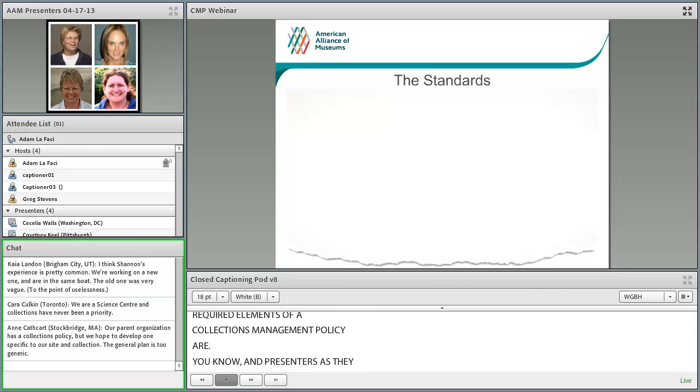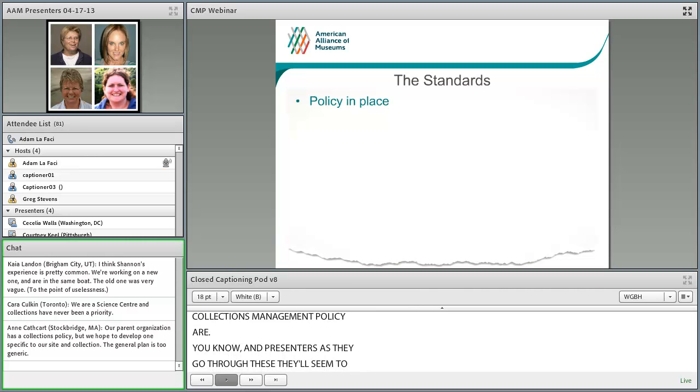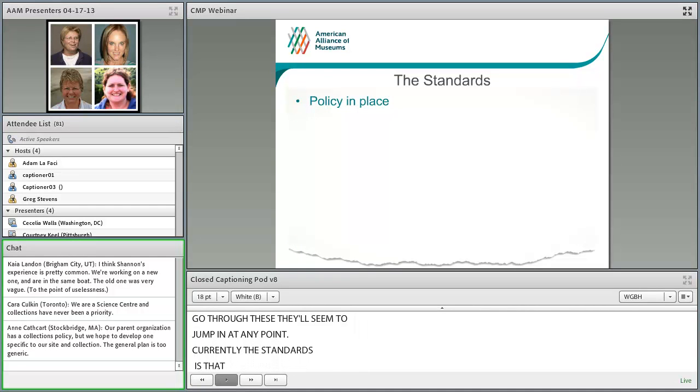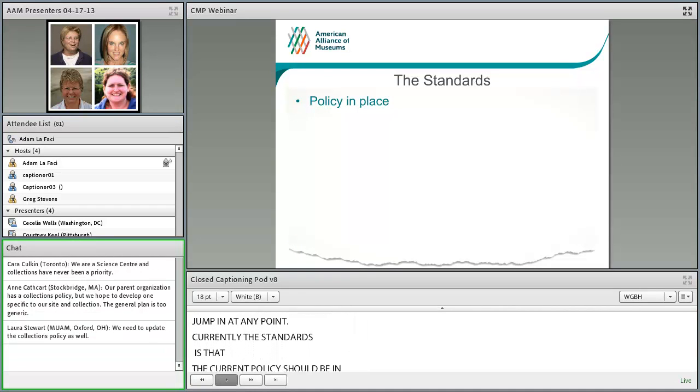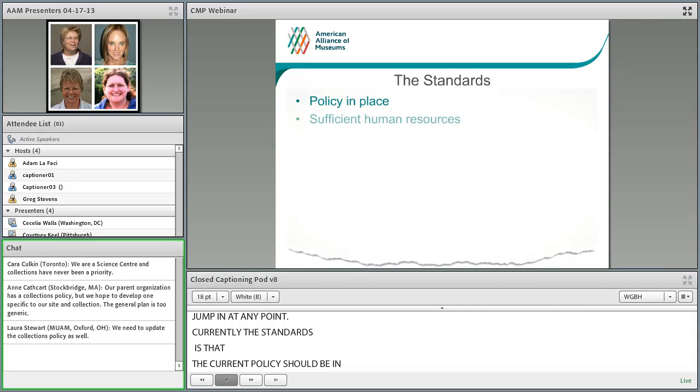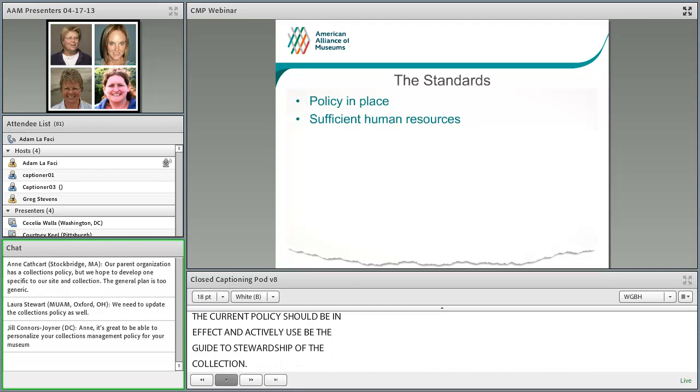Currently, the standards state that a current approved comprehensive collections management policy should be in effect and actively used to guide the museum's stewardship of its collection. The museum really needs to have human resources that are sufficient and the staff have the appropriate education and training to fulfill the museum's stewardship responsibilities.